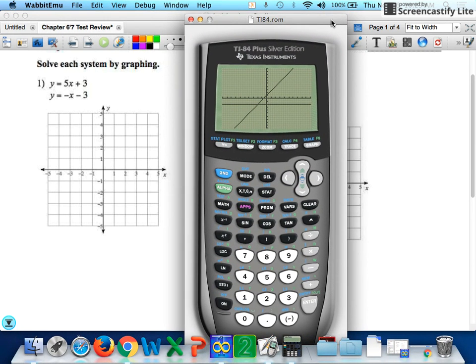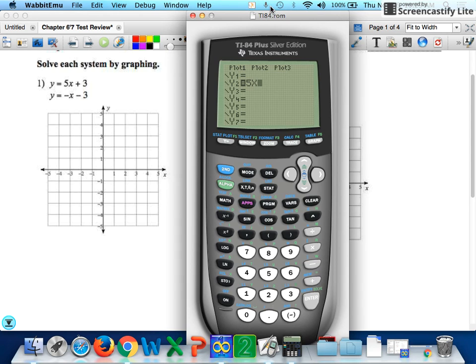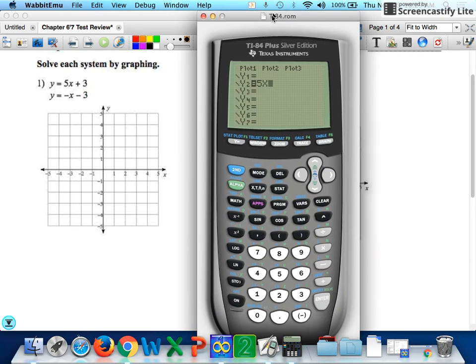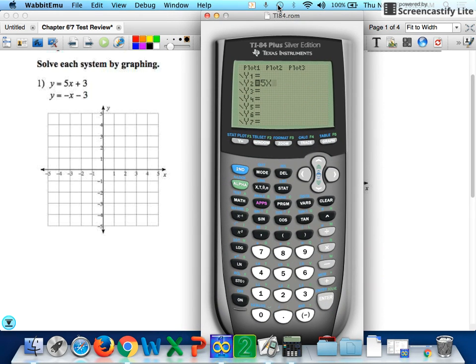If you want to graph it on the calculator, clear out whatever was in there, and you can go ahead and just type this one in because it's already solved for y. So we've got 5x plus 3. Oh, put that in the second slot. That's okay. I'll just put the other one in the first slot. Negative x minus 3. So I've got kind of my equations typed in backwards. The first one is in the second slot. The second one's in the first slot. Works out the same either way.